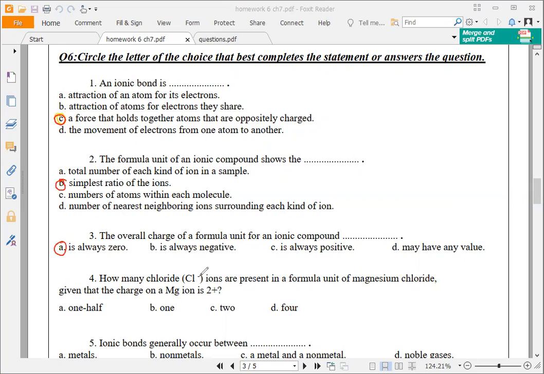How many chloride ions are present in a formula unit of magnesium chloride, given that the charge on the Mg ion is 2 plus? C, 2. Can you give me the chemical formula for the compound? I think it is Cl2Mg. We always start with writing the cation. So MgCl2. Yeah. Okay.